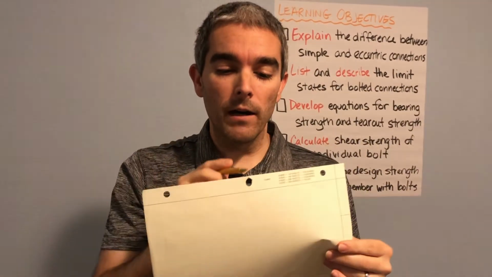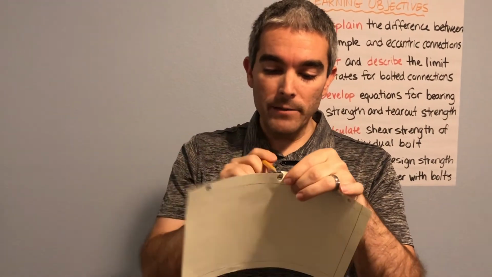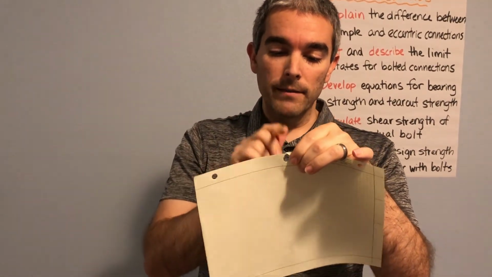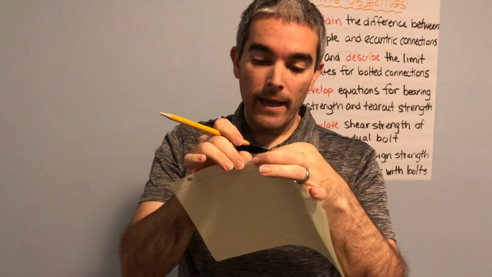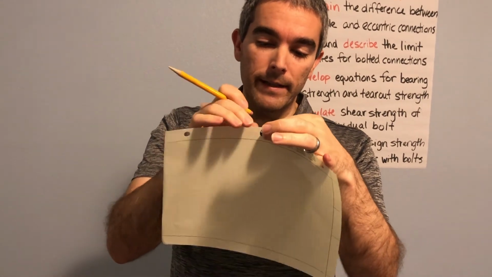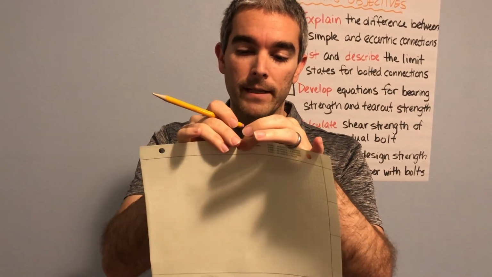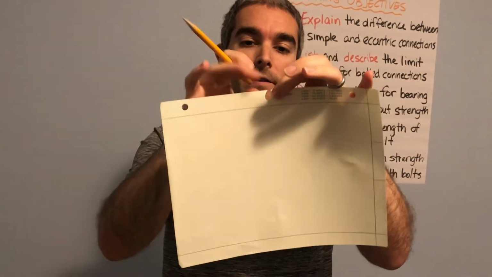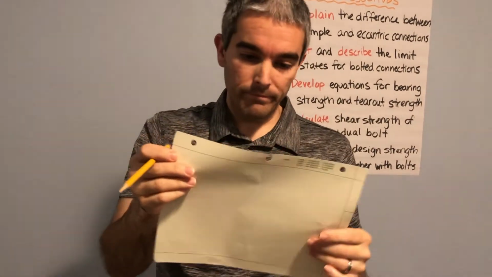Hopefully you guessed it was going to rip out. This is what we call a tear-out failure. So as we pull on this, the bolt tears out the end. And we see that we get this bent, deformed failure surface there.